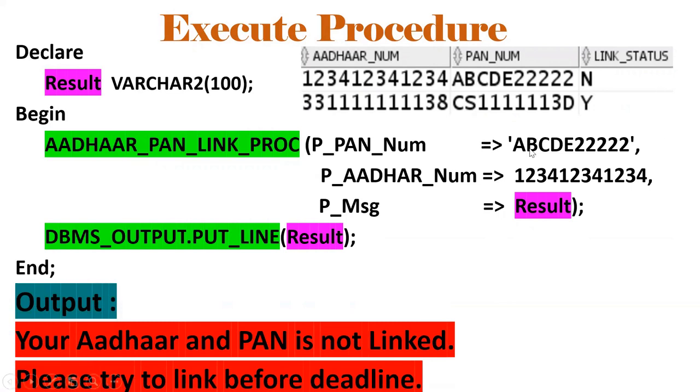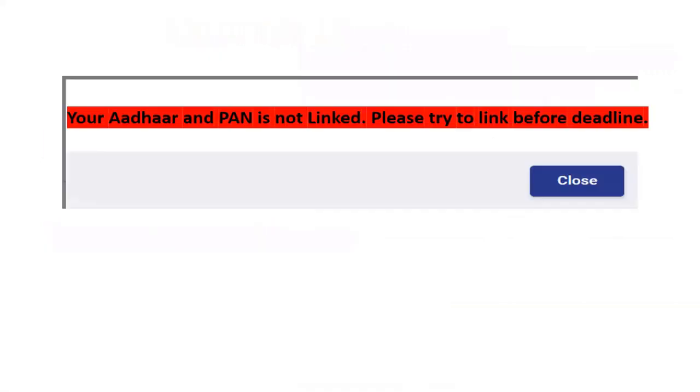So what is this? The PAN is a valid PAN number, and it's a valid Aadhaar number, but they are not linked to each other. Then we say, "Please try to link before deadline." This is important. In a similar fashion, we'll get the error message like this: "Your Aadhaar and PAN is not linked, please try to link before deadline."